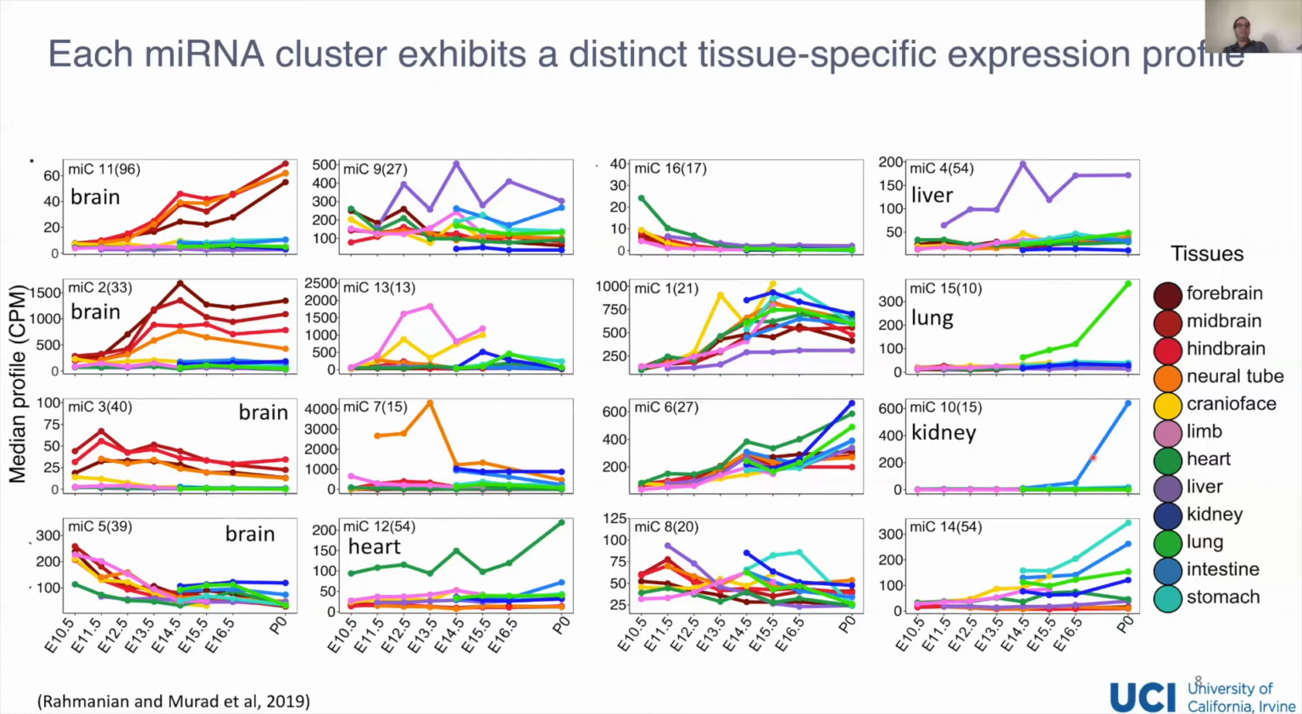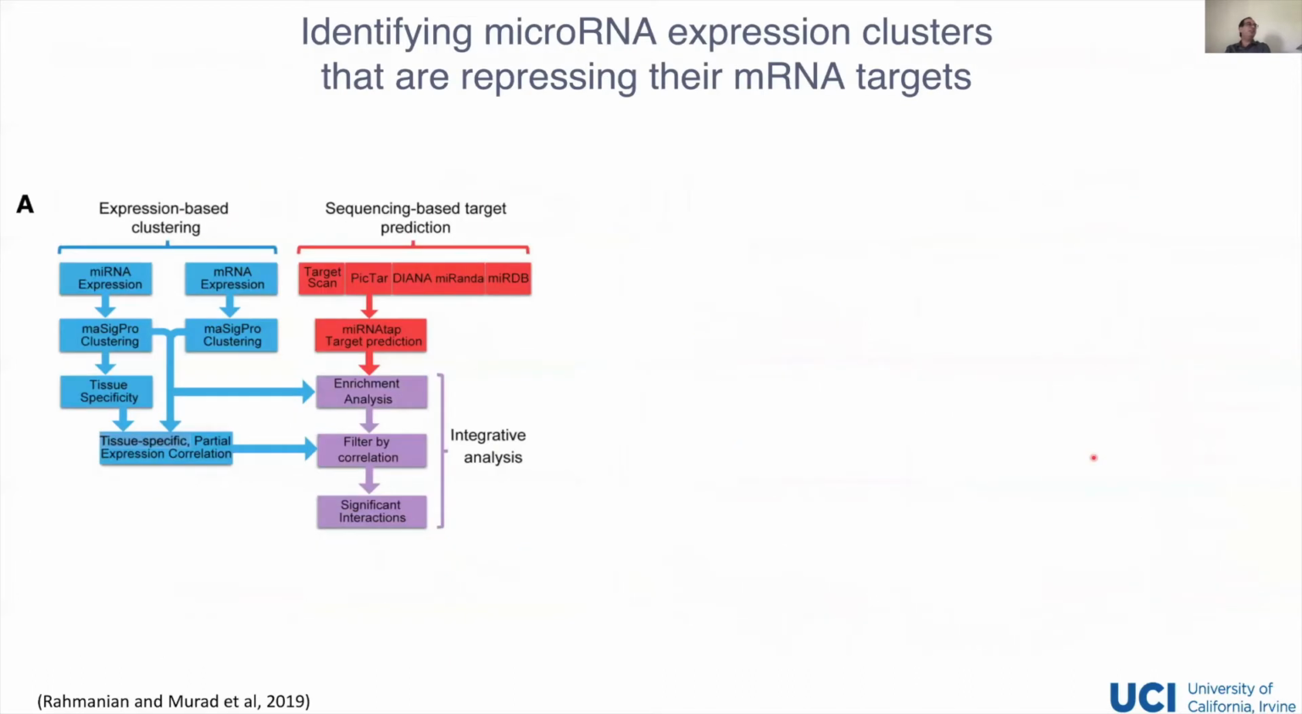All right, so this is all good, but how does that tie up with the expression of their targets? So here, we decided to use a strategy where we were going to be clustering the microRNA and the mRNAs separately, and then using an ensemble approach to predict the targets of the microRNAs, and then look for an enrichment of microRNA targets in mRNA clusters. So by doing this, we can then look for significant interactions.